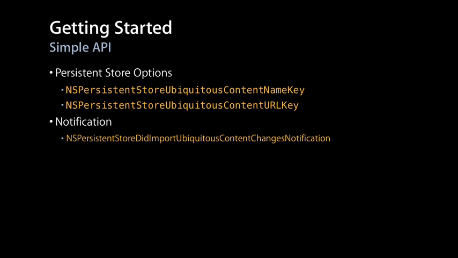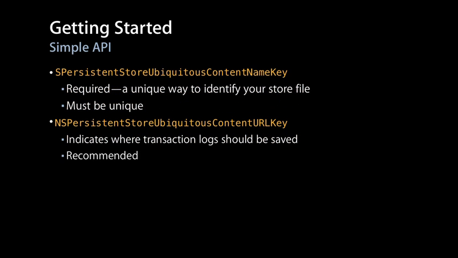So how do you get started? Well, it turns out it's really easy. There are a couple persistent store options that you need to add to your persistent store, and basically just one notification that you need to make sure that you subscribe to. So the two options you need to add to your store are the NSPersistentStoreUbiquitousContentNameKey. We'll just call this the name key from now on. And the NSPersistentStoreUbiquitousContentURLKey, which we'll just call the URL key. Now, the notification that you want to make sure that you subscribe to is the NSPersistentStoreDidImportUbiquitousContentChangesNotification. So let's talk about working with the name key and URL key.